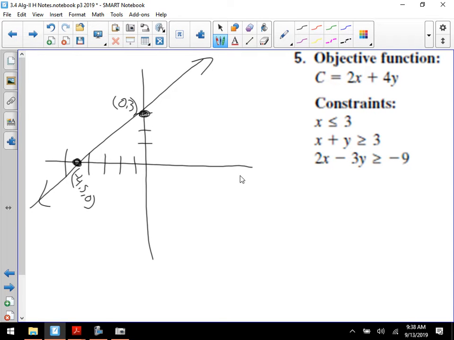Now, next one, I'm going to go back to the top. The next one was a vertical line at 3. Okay, so vertical, grab your calculator, you need to do this one.